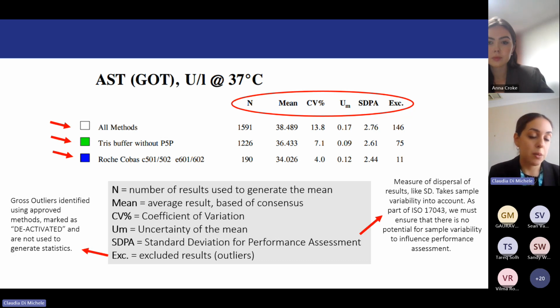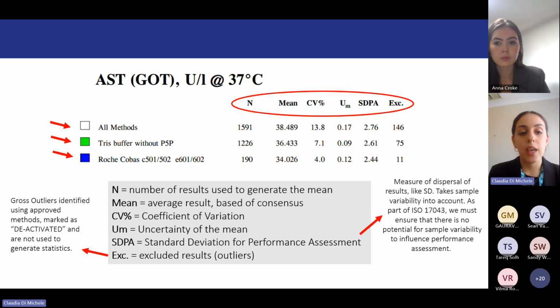N is showing you the number of results used to generate that mean. Mean is showing you your average result. Your CV is showing you your coefficient of variation. UM stands for uncertainty of the mean. SDPA stands for standard deviation for performance assessment.